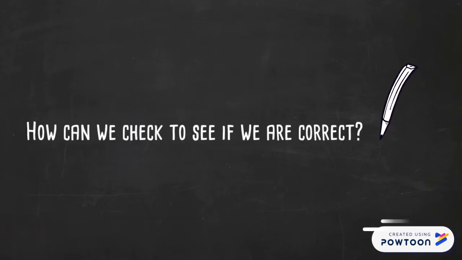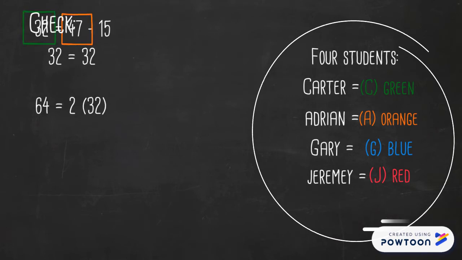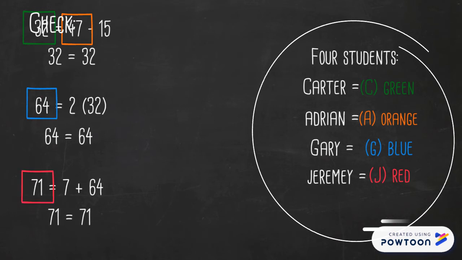So how can we check to see that we're correct? To find that we are correct and check our answers, we can plug our weights of our students back into the equations that we used before. 47 minus 15 does equal 32. 64 divided by 2 does equal 32.